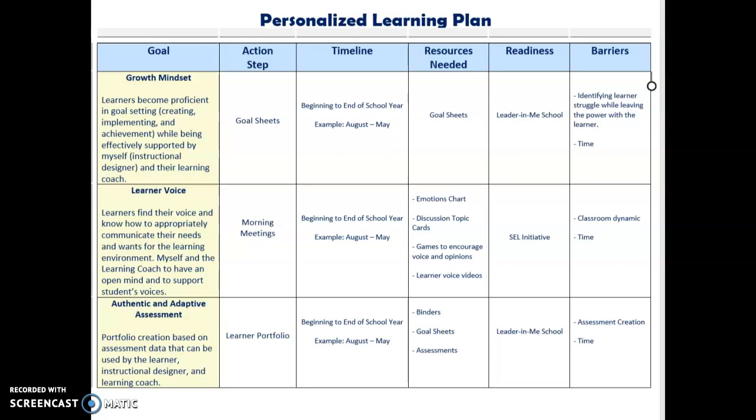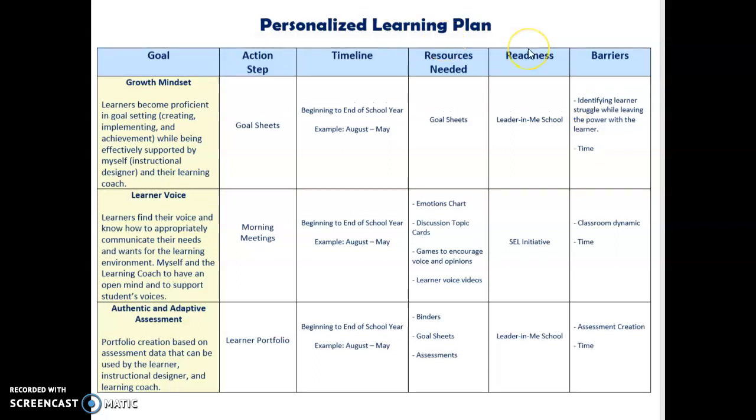So the next goal I have is learner voice. My goal is that the learners would find their voice and know how to appropriately communicate their needs and wants by the learning environment. Myself and the learning coach would have an open mind to support student voice. The action step I would use to achieve this goal would be morning meetings. So morning meetings would occur each morning.